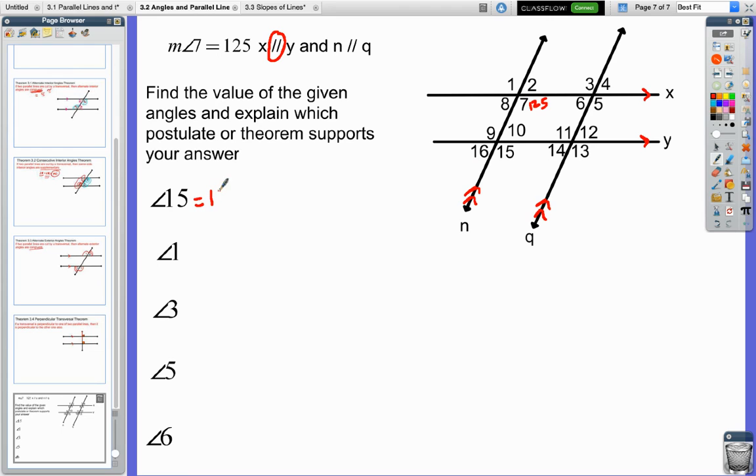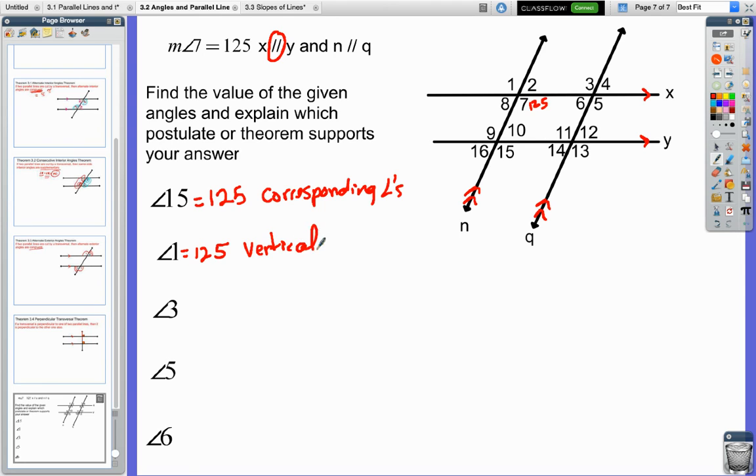We'll start at 15. So 7 and 15, what will 15 be? Yeah, it will be 125. Why? What is 15's relationship to 7 right here? They're corresponding angles. Corresponding angles. Okay, angle 1 right here. What will be the value of 1? This will also be 125.